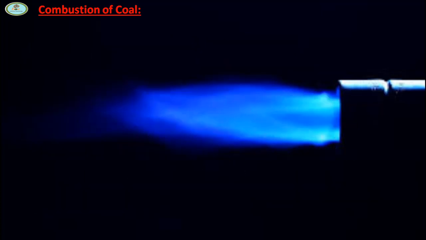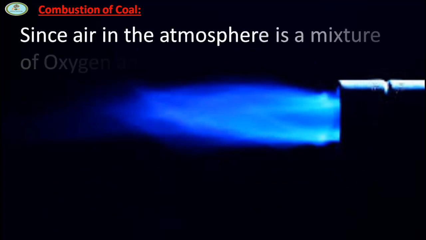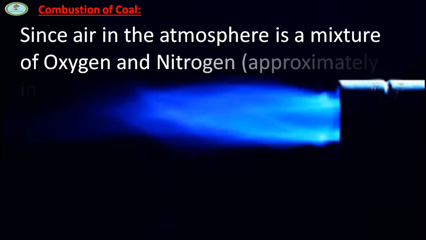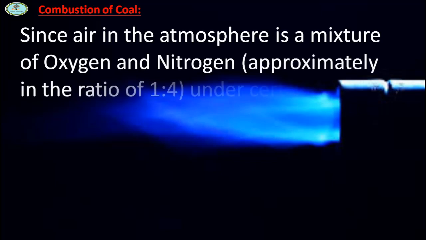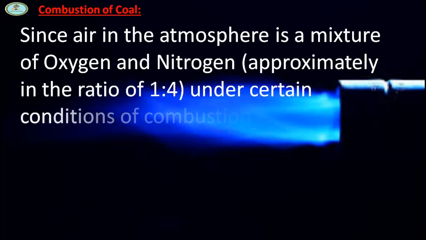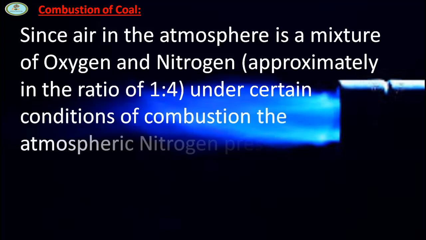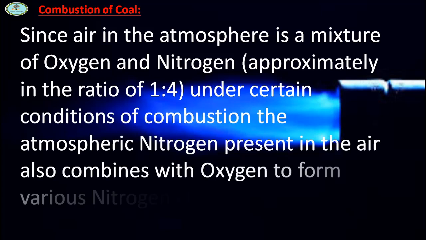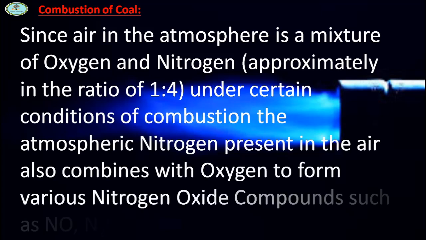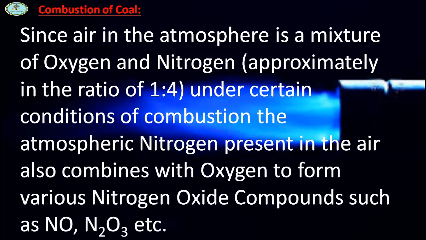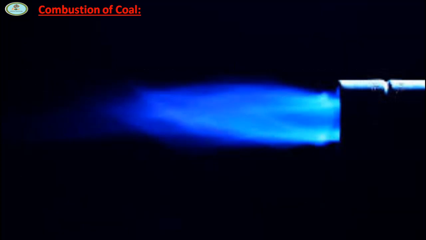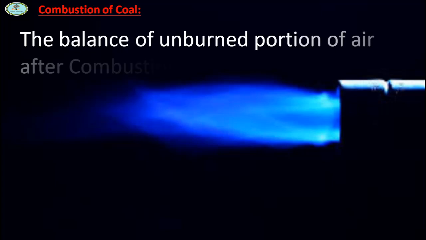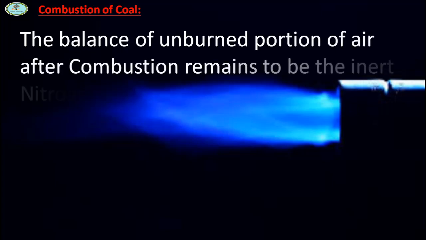Since air in the atmosphere is a mixture of oxygen and nitrogen, approximately in the ratio of 1:4, under certain conditions of combustion, the atmospheric nitrogen present in the air also combines with oxygen to form various nitrogen oxide compounds such as nitrogen oxide and N2O3. The balance of unburned portion of air after combustion remains as inert nitrogen gas.